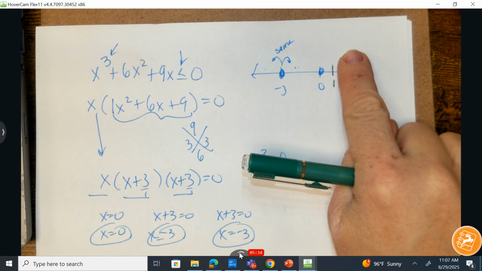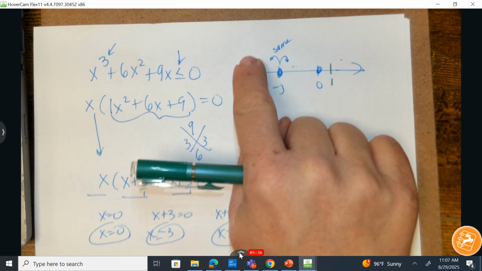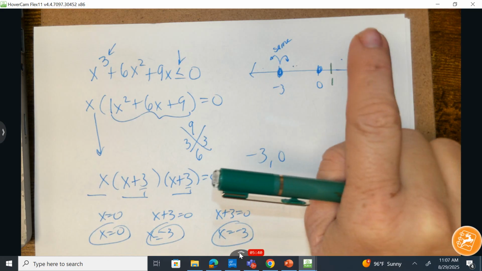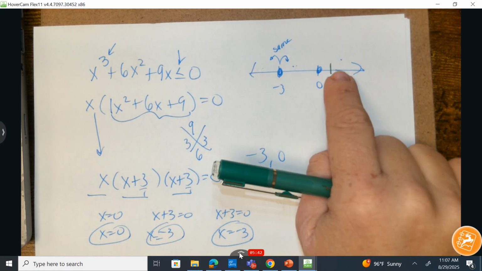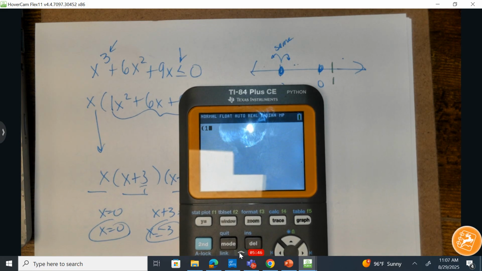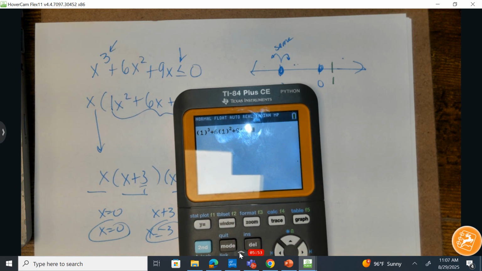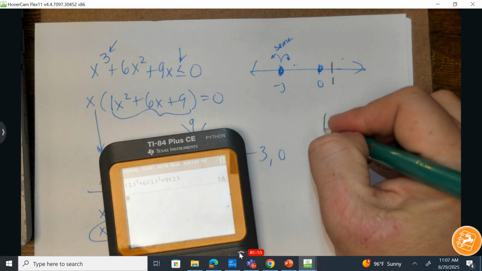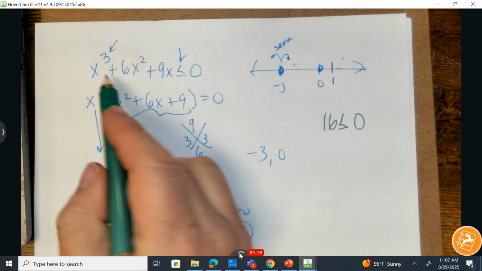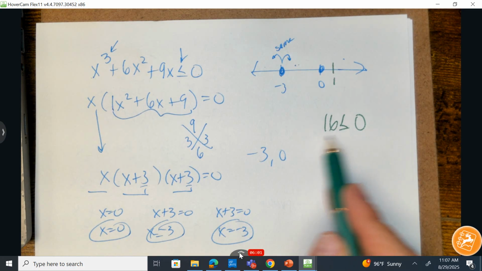So if this is a yes, I'm just predicting, then it's going to go no, no, because these have to be the same on either side of the duplicate answer. Or if this is a no, then it's yes, yes. Okay, let's try 1. I plug 1 into this problem. So I have 1 cubed plus 6 times 1, many of you could do this in your head, plus 9 times 1, and I get an answer of 16. So is 16 less than or equal to 0? No, that's not a true statement.